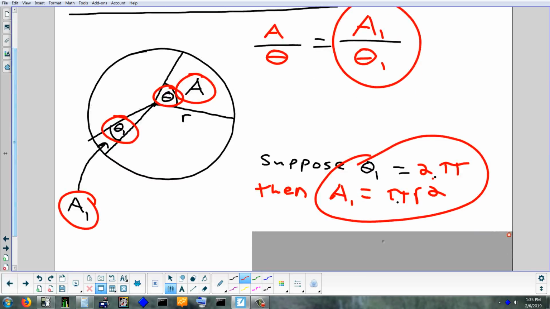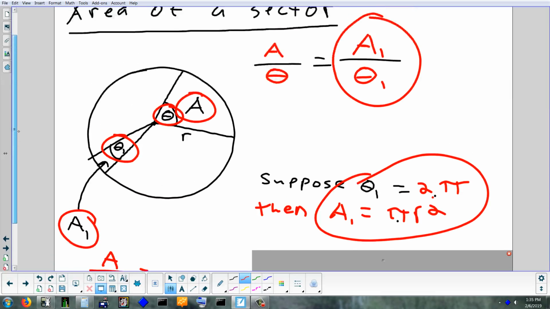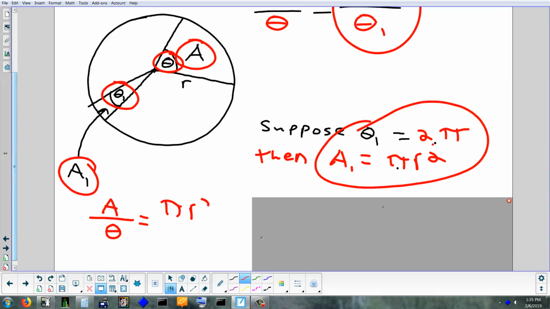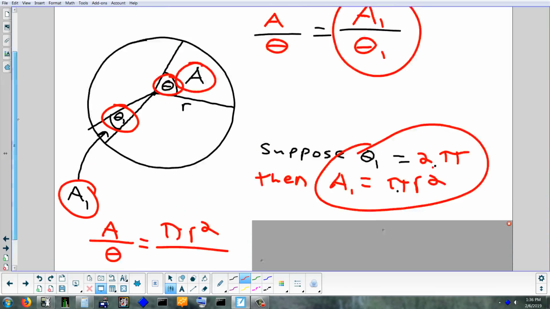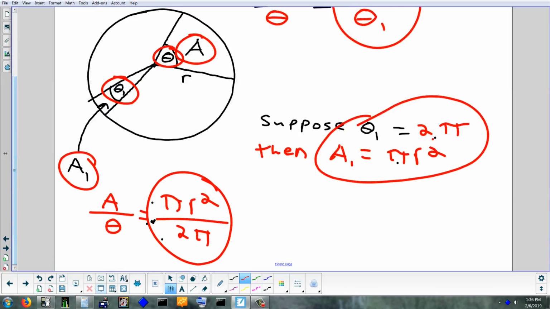Okay? So leave these two on the left just the way they are. So A, theta, and on the right, for area 1, fill in pi r squared. And for theta 1, fill in 2 pi. What I just circled right there, that's like in 1 foot, there's 12 inches. There's your starting fact. And you can use that to figure out anything else you want. So, goal is to get A by itself. A equals, and then we have a formula.